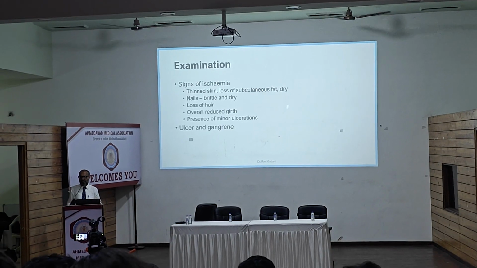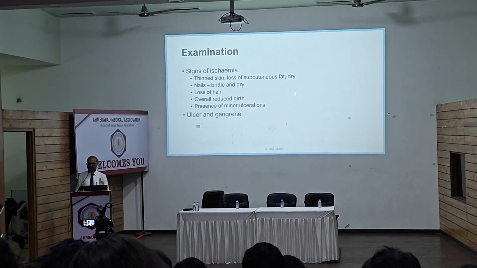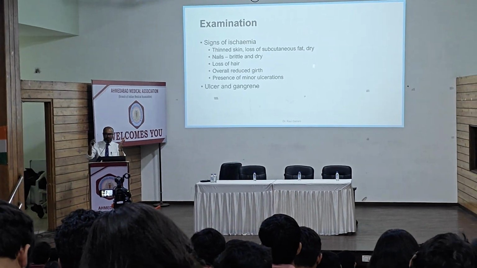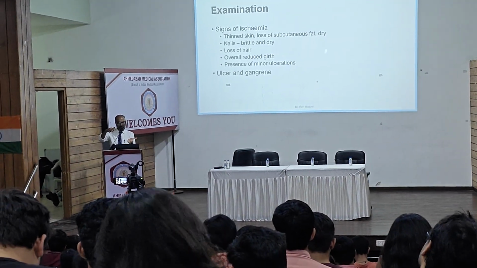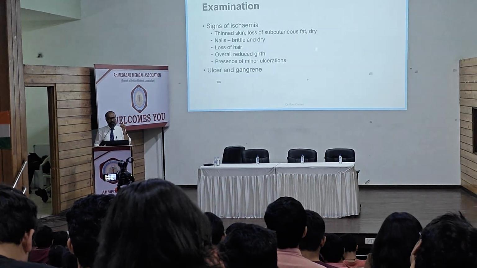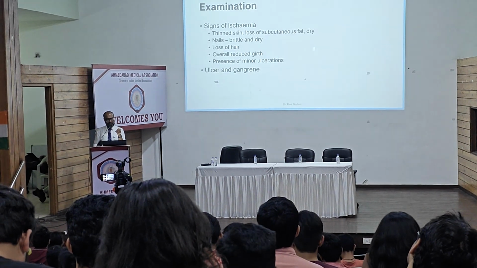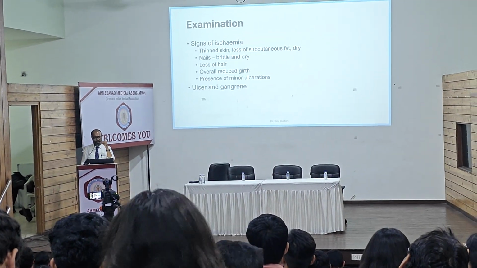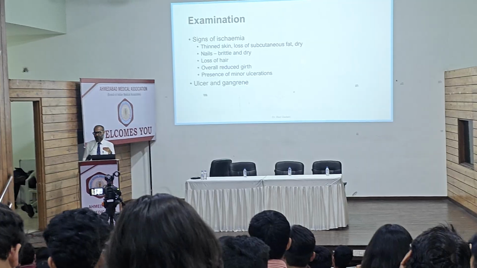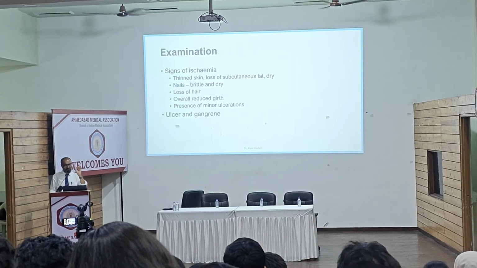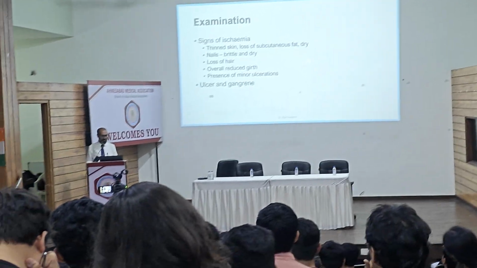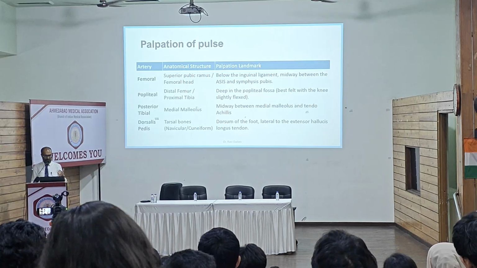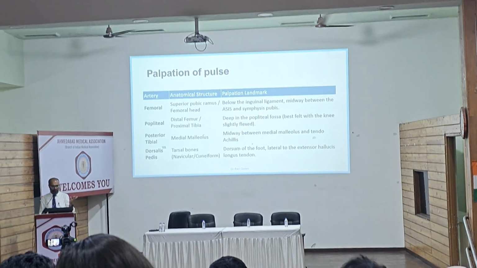the signs of ischemia, these are common things. So overall the limbs would appear thinner, right? Now think that all the integuments of the skin have stopped receiving blood supply, because skin, even minor ulcerations apart from the major one. If there is ulcer or gangrene, you have to describe that.